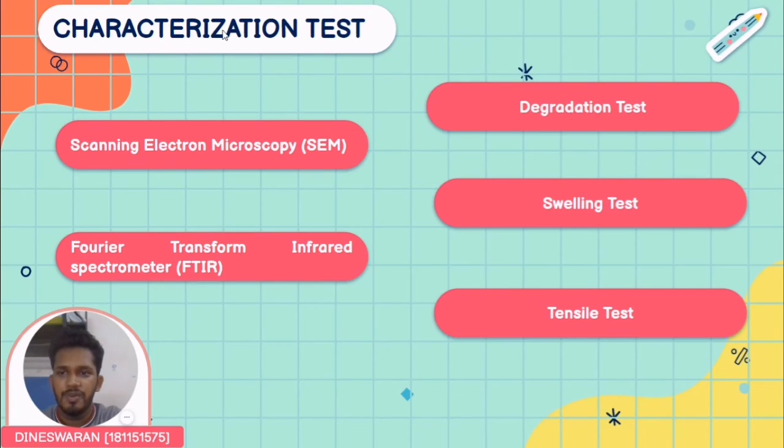Finally, it is about the characterization test. All the results will be characterized using the scanning electron microscope, known as SEM, followed by the Fourier transform infrared spectrometer, known as FTIR. Later on, we will use the degradation test, swelling test, and tensile test to test all the samples.